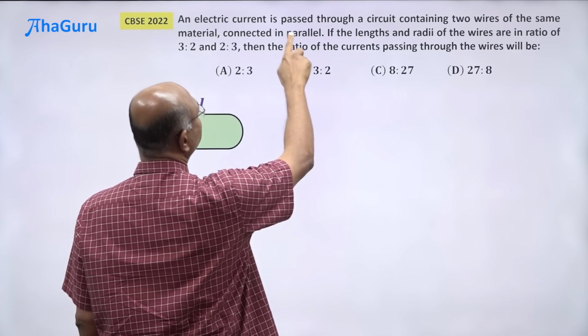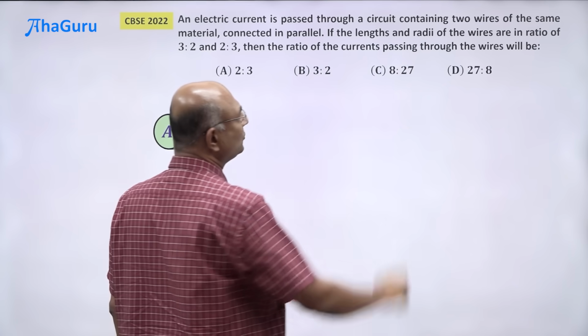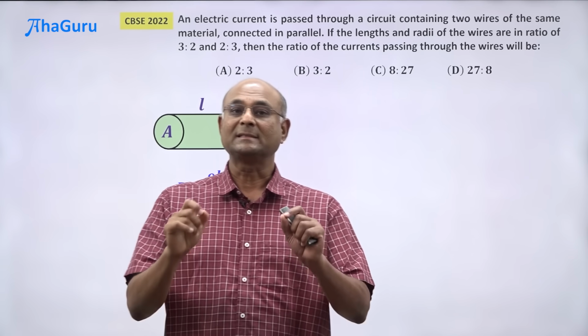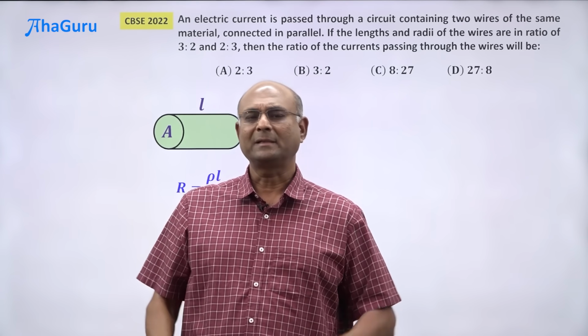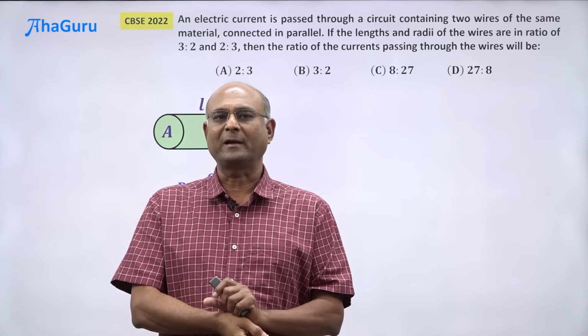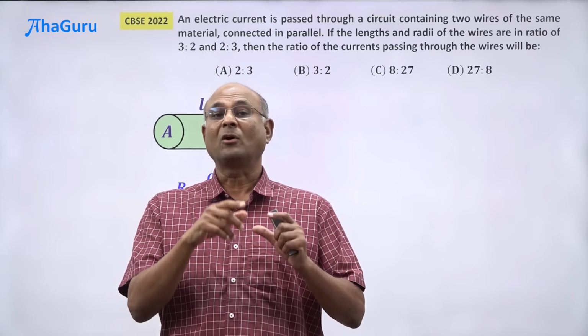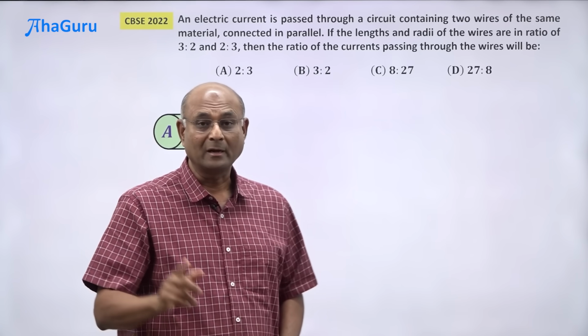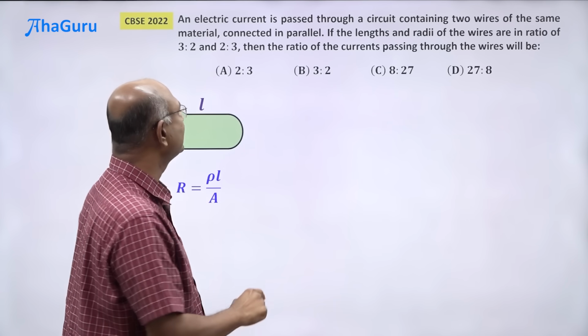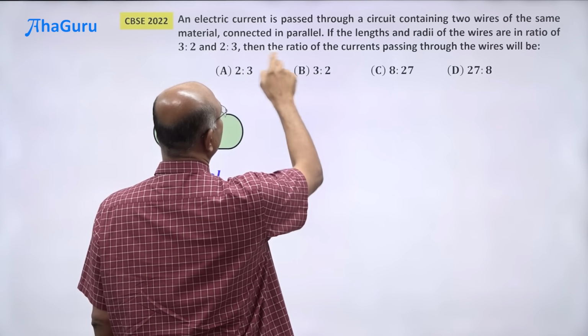An electric current is passed through a circuit containing two wires of the same material. Same material means same resistivity. But the length of the wire may be different, the area of cross sections may be different, so therefore the resistance of each of those wires will be different, but they are made up of the same material, so therefore resistivity is the same. These wires, they are connected in parallel.